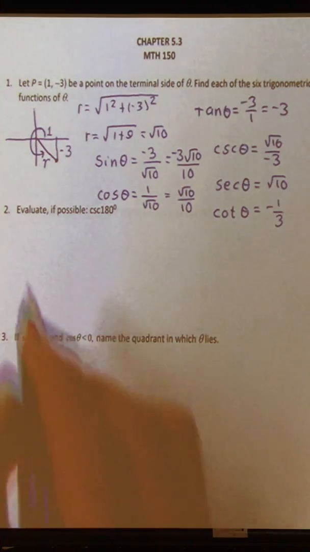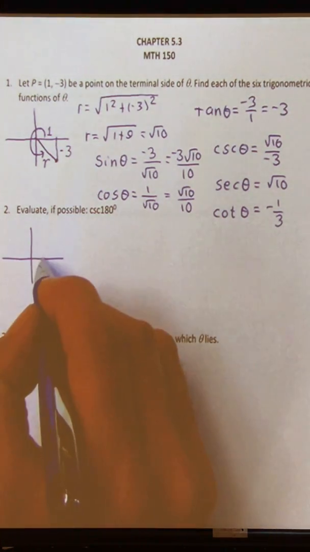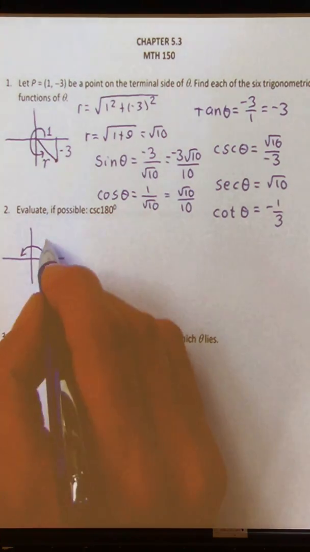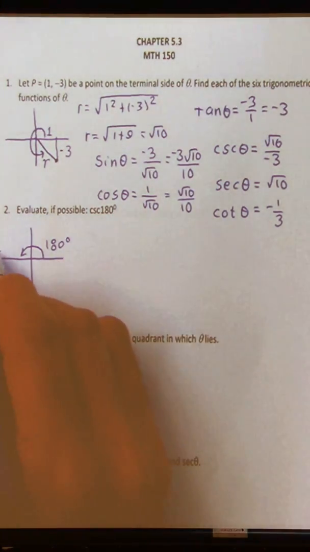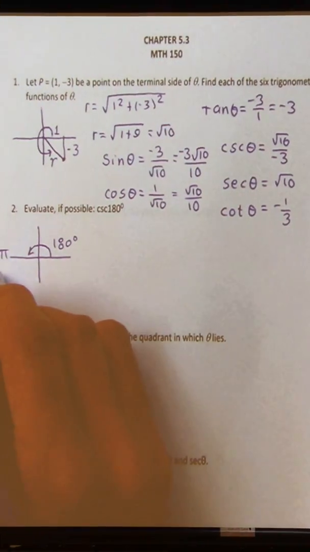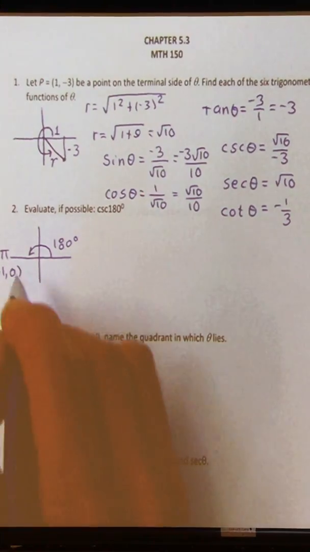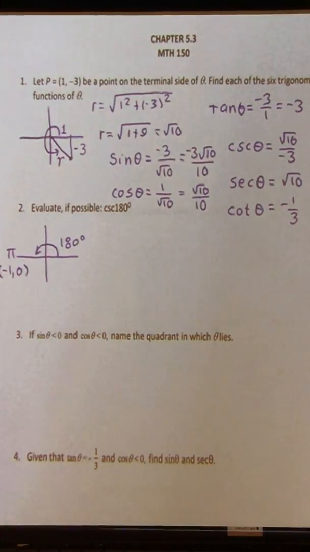Evaluate, if possible, the cosecant of 180 degrees. Notice I always draw the picture to get a sense of the given angle. There it is, 180 degrees. That's a quadrantal angle. That puts us there at pi radians, which is 180 degrees. And the coordinates there in the unit circle are -1, 0. The -1 is the radius of that unit circle.